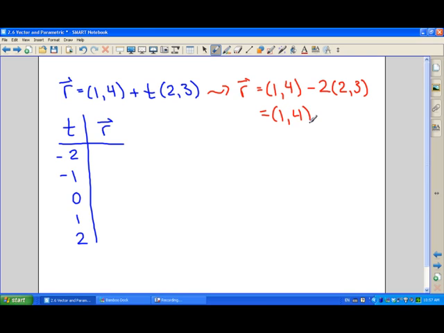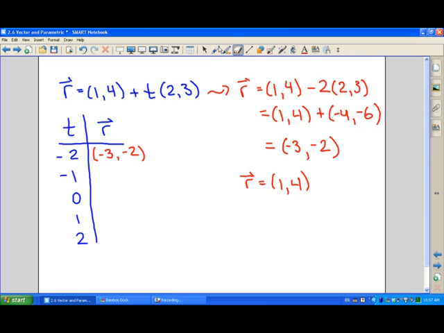So I have the vector (1, 4) plus the vector (-4, -6). 1 plus negative 4 is negative 3. 4 plus negative 6 is negative 2. So the corresponding vector, when my parameter is 2, would be the vector (-3, -2). Can do the same thing for the other parameters.